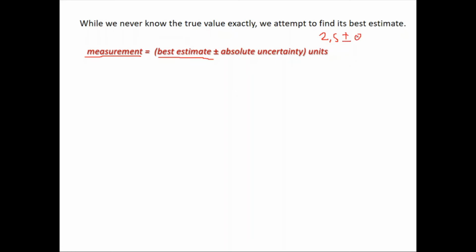While we never know the true value exactly, we attempt to find its best estimate. So our measurement is going to be equal to the best estimate, plus or minus the absolute uncertainty. For example, you read 2.5, and then there is some uncertainty in your measurement. You have to include the uncertainty. When expressing your measurement results, this is going to be your best estimate, and this is going to be your uncertainty. In science, we represent our calculation results like this.